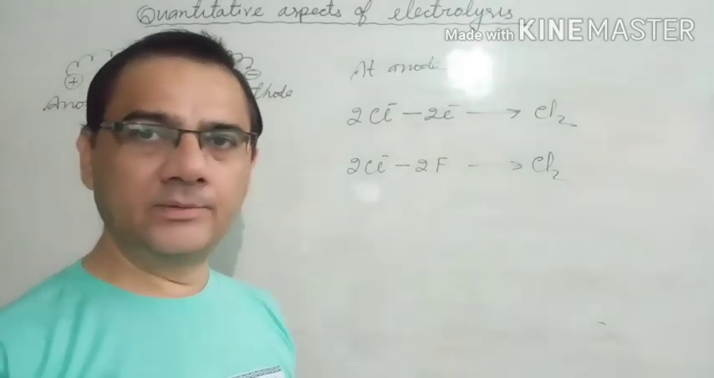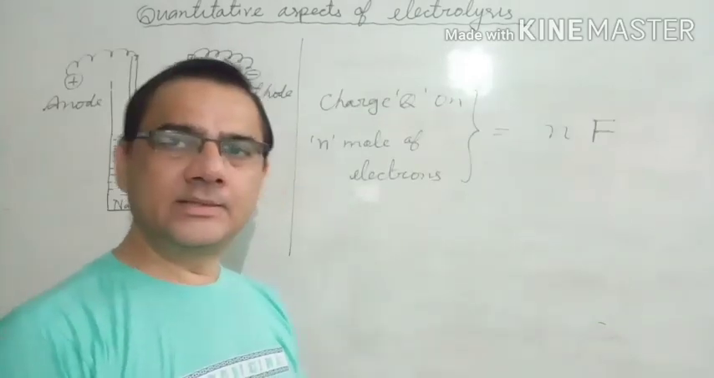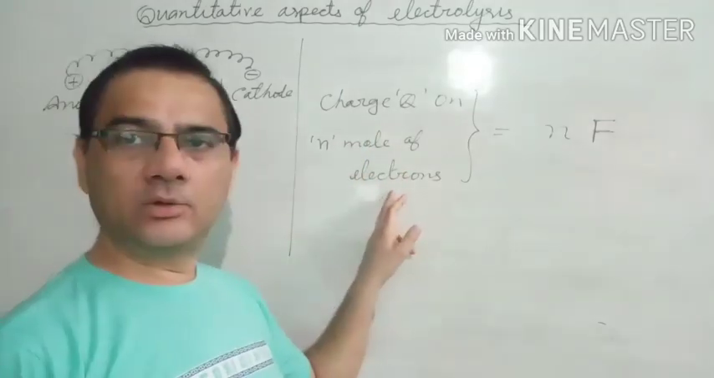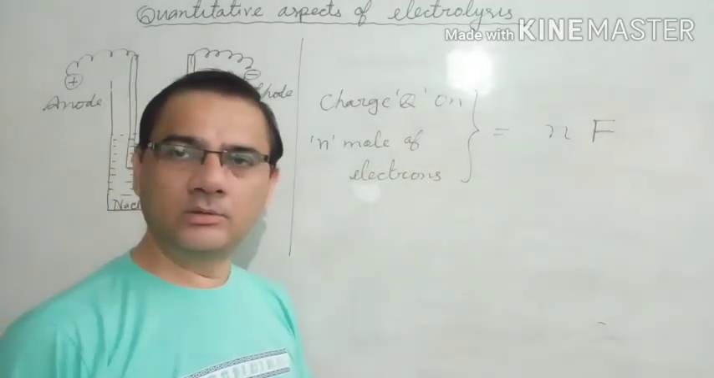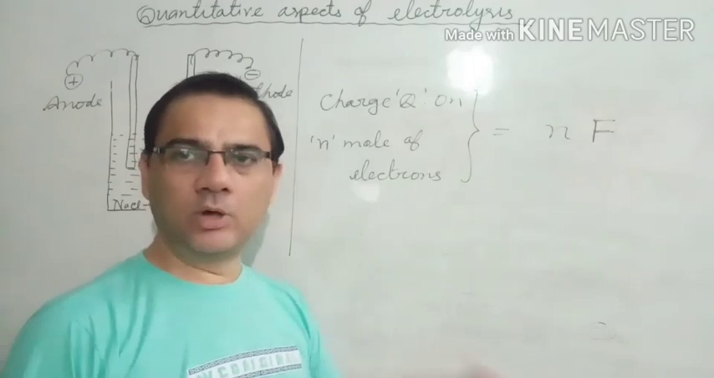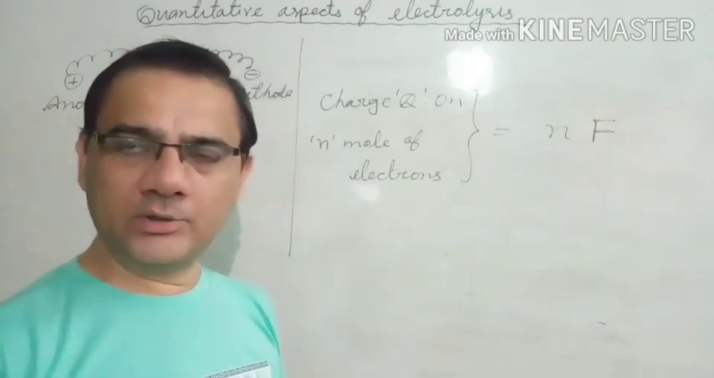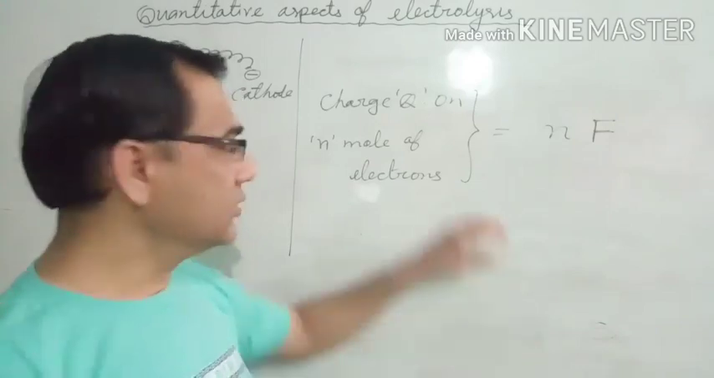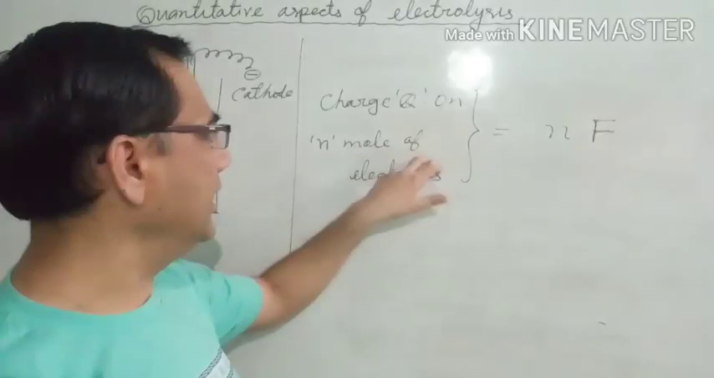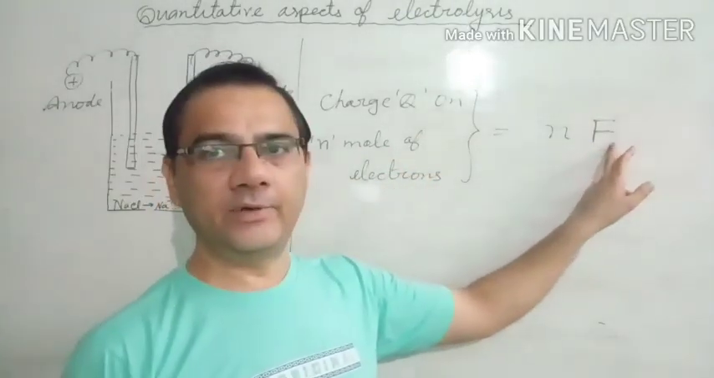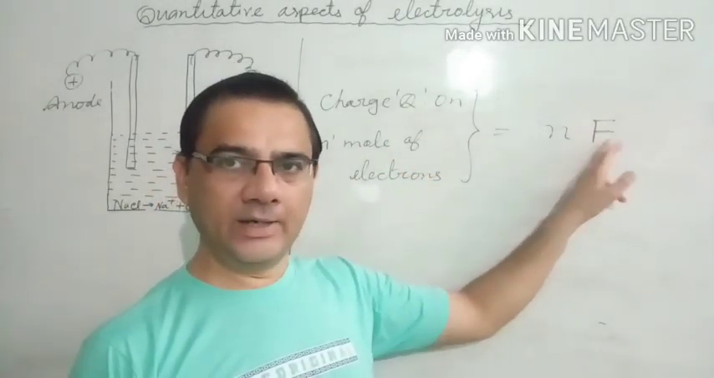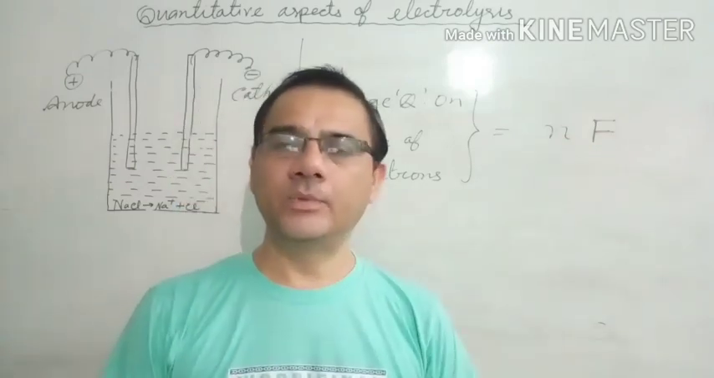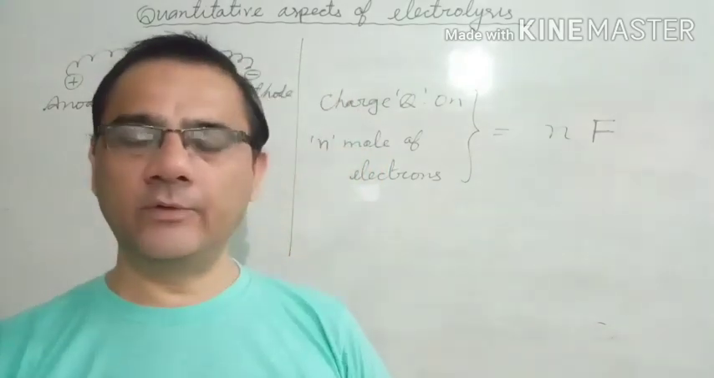So finally we can make a formula. Charge Q on n mole of electron. Let's say 1 mole of electron, how much charge? 1 Faraday. 2 mole of electron, charge equal to 2 Faraday. 3 mole of electron, charge equal to 3 Faraday. So we can make a formula: charge Q on n mole of electron is equal to n Faraday. It means nF, maybe 1F, 2F or 3F. So this is overall the quantitative aspects of electrolysis.